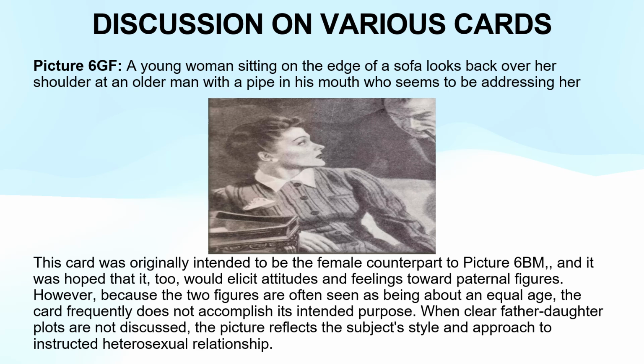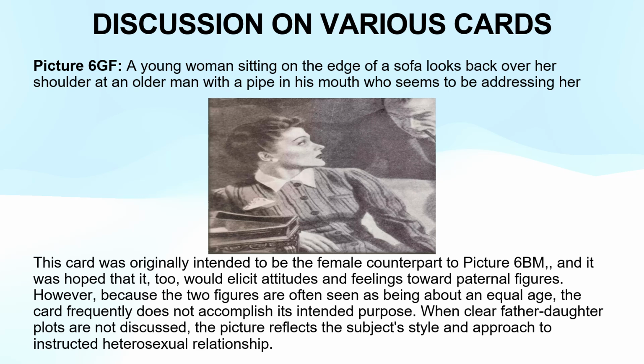Then this is card 6GF. A young woman sitting on the edge of the sofa looks back over her shoulder at an older man with a pipe in his mouth who seems to be addressing her. So it looks like there is a man standing behind who's speaking to the woman sitting over there.